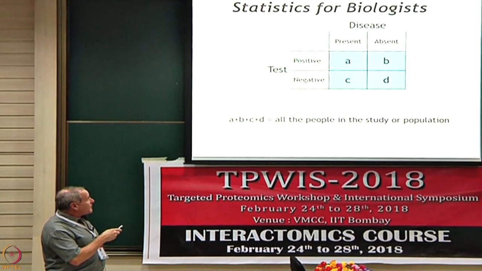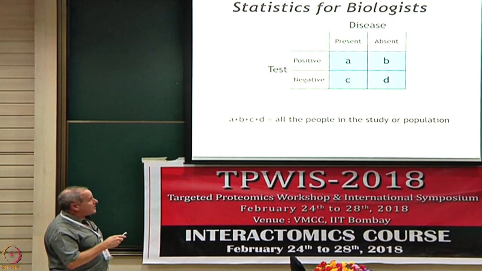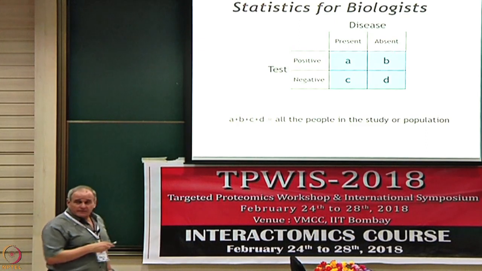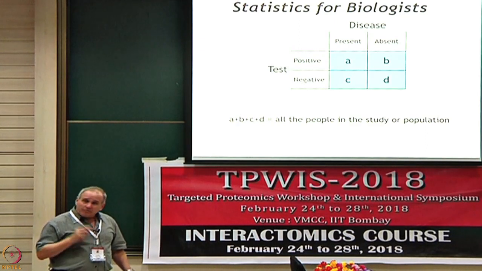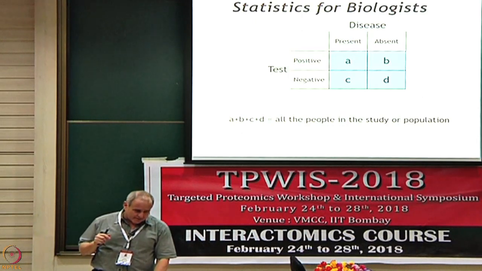The test can either have a positive result or it can have a negative result. Ideally, we want the positive result to tell us when the disease is present and the negative result to tell us when the disease is absent. Okay? But, as you know, nothing is ever perfect. So let's look at the possible cases.